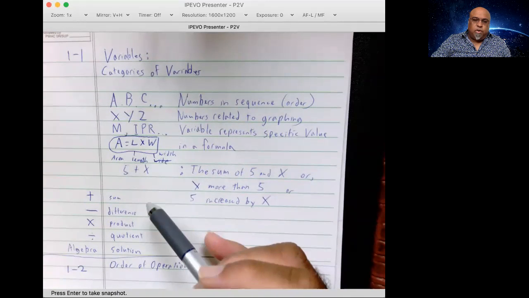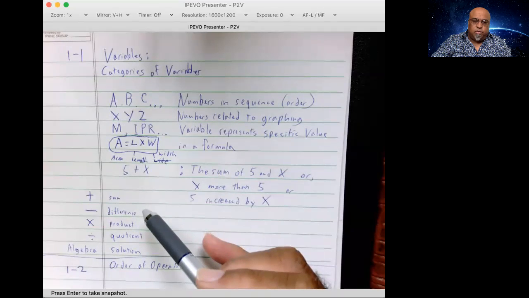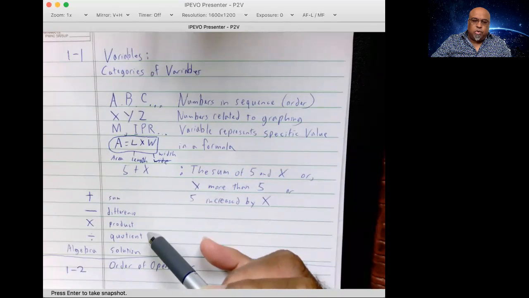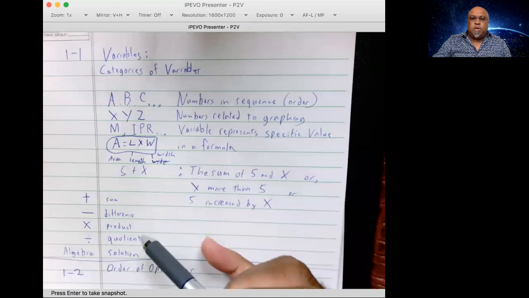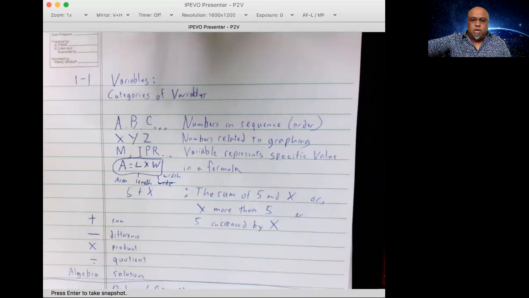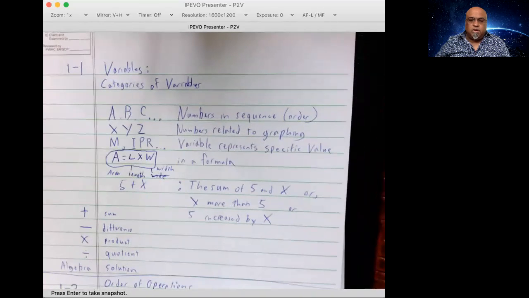So the answer for an addition problem is called the sum. I want you to memorize this. The answer for a subtraction problem is called the difference. The answer for a multiplication problem is called the product. The answer for a division problem is called the quotient. And since algebra uses all of those at different times, the answer for an algebra problem is called the solution. Okay? So I just wanted to again go over those before I go over how we can talk about different expressions.